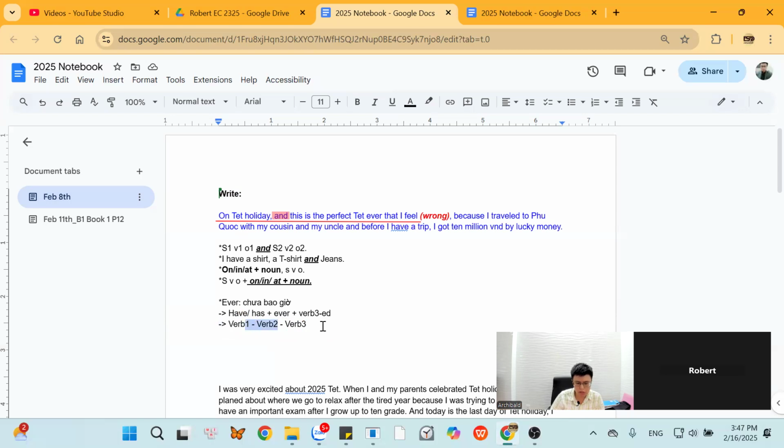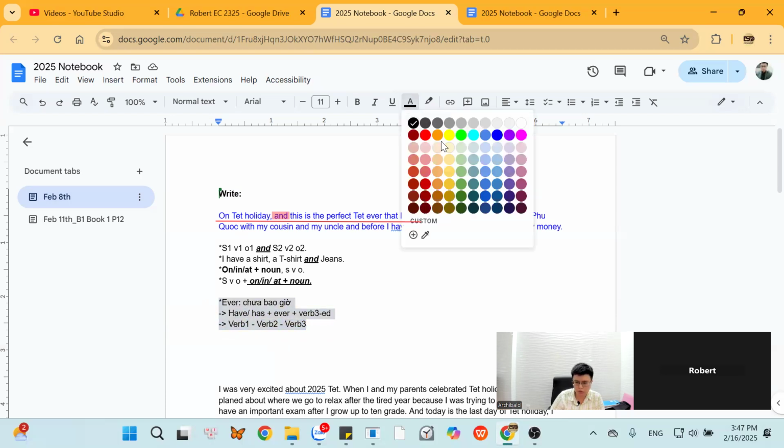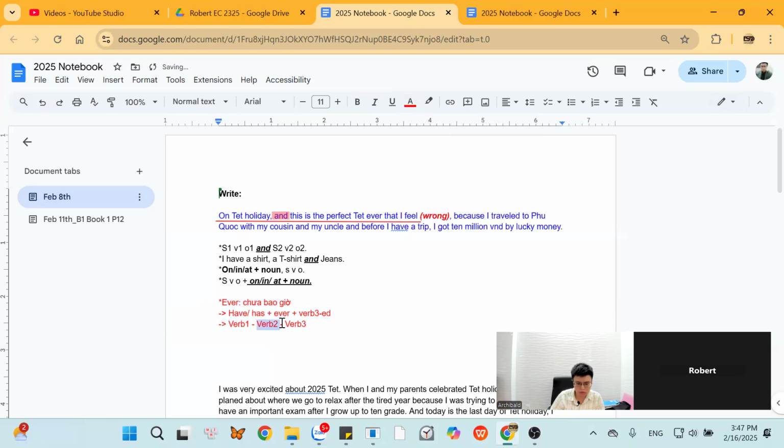So what about verb 2? When will you use verb 2? We use verb two in the past. Yes, you use verb 2 to talk about your past actions.